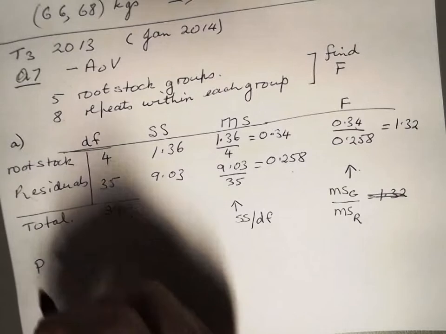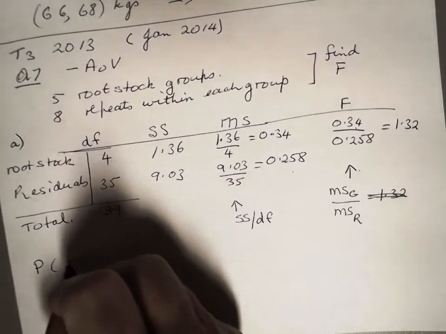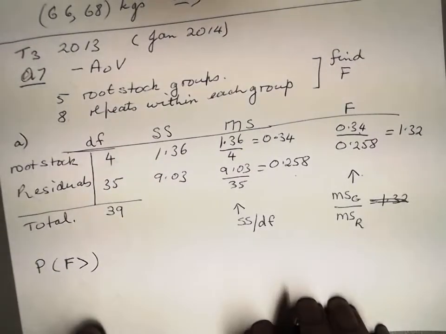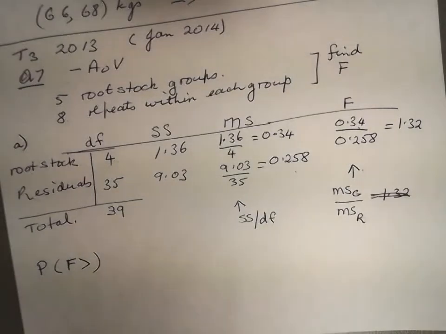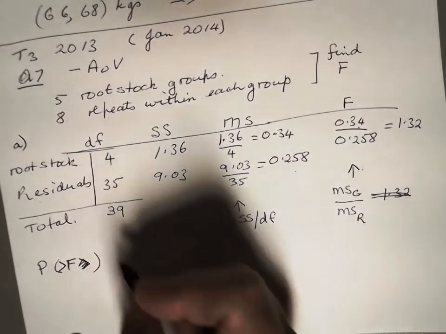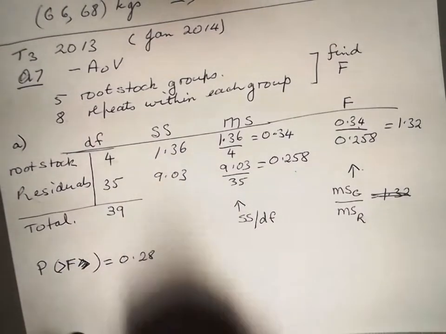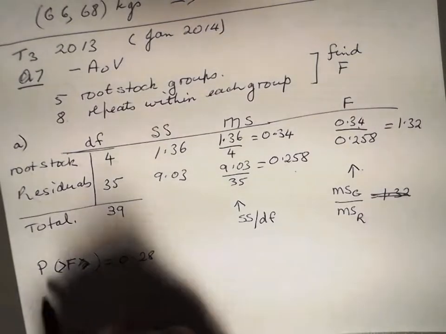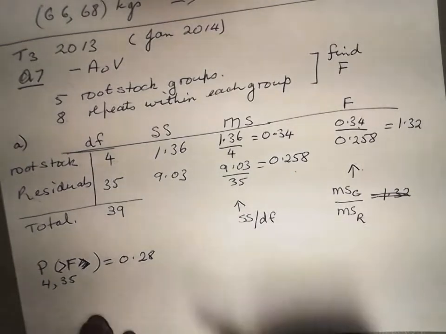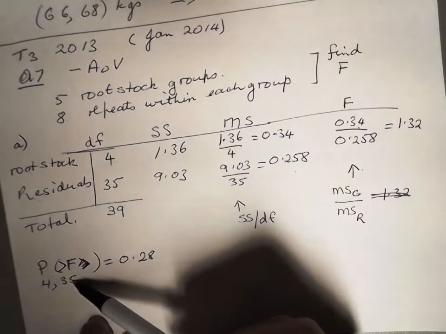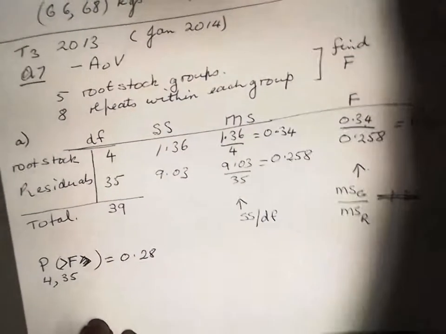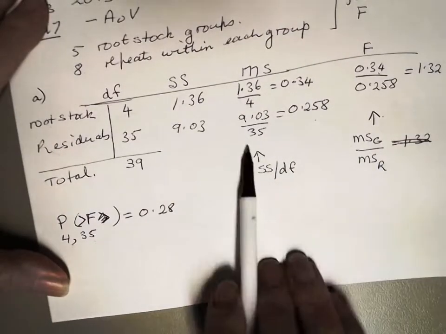We were then told, given in the table, that the p-value for the probability of being greater than F was equal to 0.28. Now, the degrees of freedom for that probability, if you needed to look it up at any time, are the 2 degrees of freedom, your group and then your residuals, so 4 and 35. We have a p-value of 0.28. So we've finished the table.